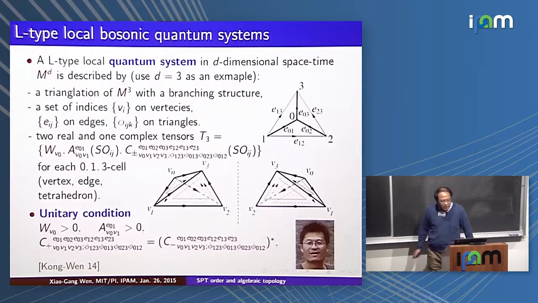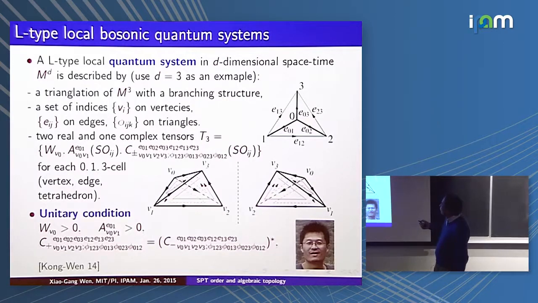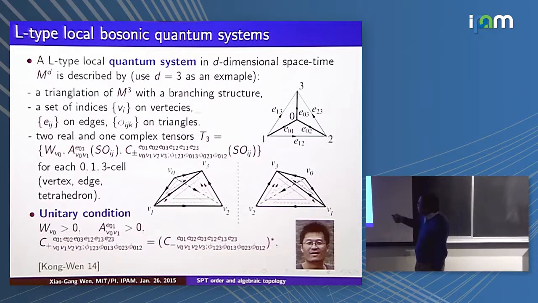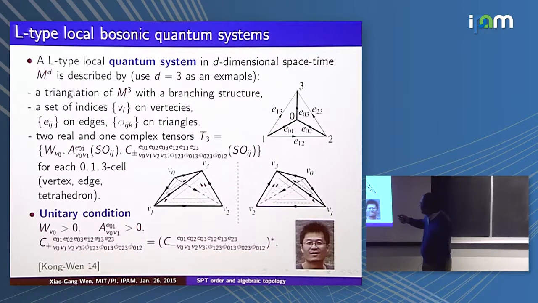So what is L-type theory? L-type theory is defined using the following data. First, we have a space-time manifold, with dimension D. And we have a triangulation on the space-time manifold. And then for every simplex, we associate a few tensors. But before the tensor, on every simplex we have labels. On the vertex, we have a label. On the edge, we have a label. On the face, we have labels. So those labels are degrees of freedom.